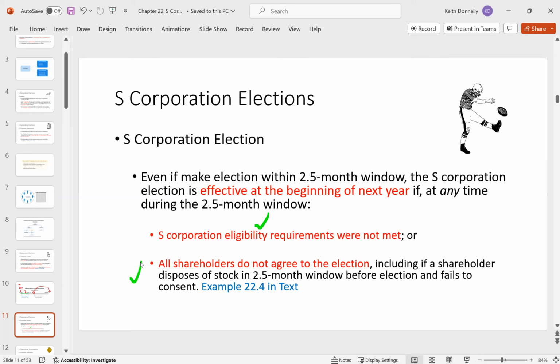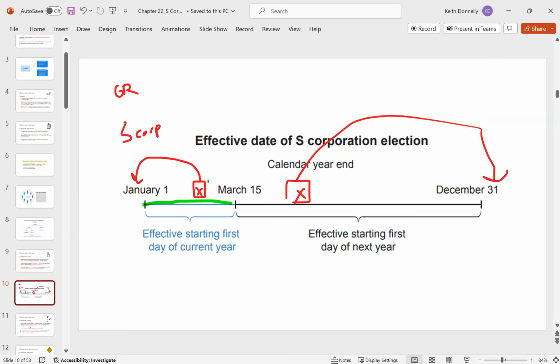Likewise, if all of the shareholders do not agree in that window, then they will punch you into the next year. So what does this mean? The general rule is right here: if you make it in the 2.5 months, they're going to send you back. The exception is that even if you make it here, they can punch you into the beginning of next year if, one, you do not meet the S Corp requirements at any time during that window, or two, if all shareholders do not agree.